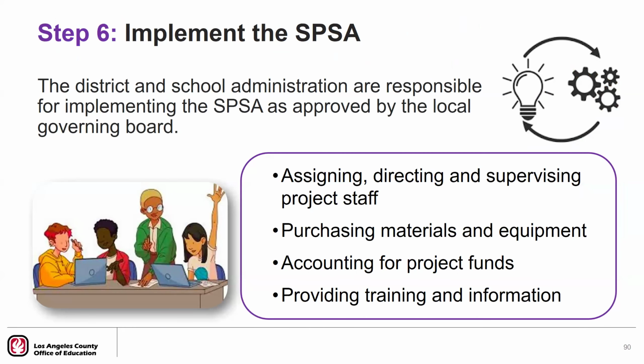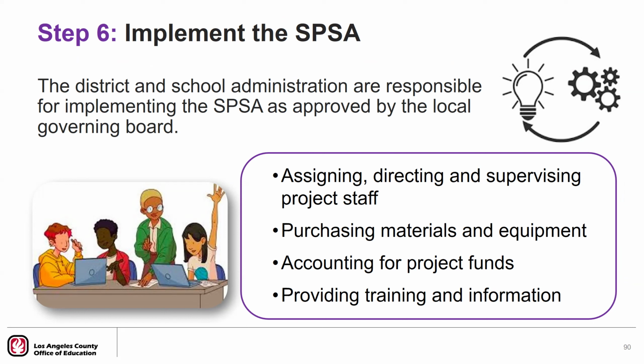Step 6, implementing the SIPSA. Once the SIPSA has been board approved, the district and site administrators are responsible for implementing and evaluating the activities in the SIPSA. Implementation of the plan includes assigning, directing, and supervising project staff, purchasing materials and equipment, and accounting for the funds. The school and district administration may also support the planning process by providing training and information to the school site council and applicable advisory groups, or by developing proposals for the school site council's consideration.